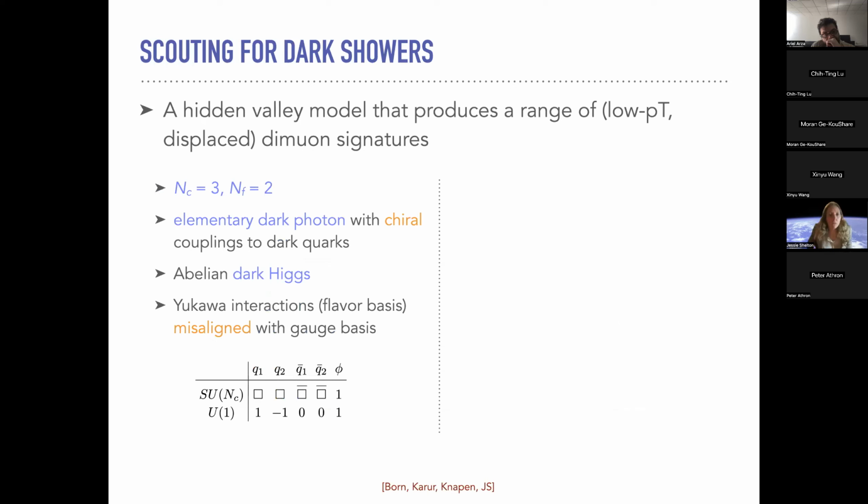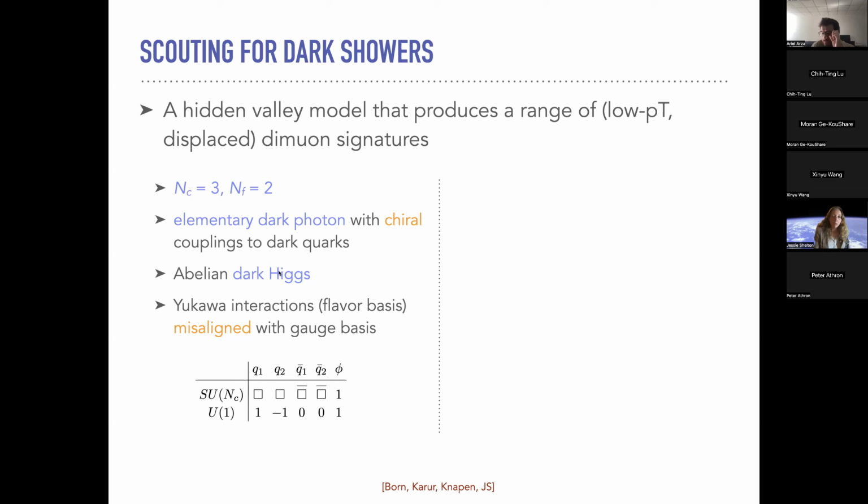So we developed, partly to help support this, what can you do with scouting information? Simon and I and these students, Susan Bourne and Rohit Karur, developed a Hidden Valley model that produces a range of dimuon signatures. We designed this with particular interest in having this at relatively low PT and having the dimuons potentially be displaced, but it doesn't intrinsically require that. This is a three-color, two-flavor model. We also include, besides the non-abelian gauge group, gauge bosons and matter fields, an elementary dark photon that has chiral couplings to the dark quarks.